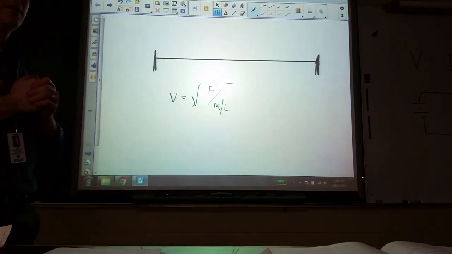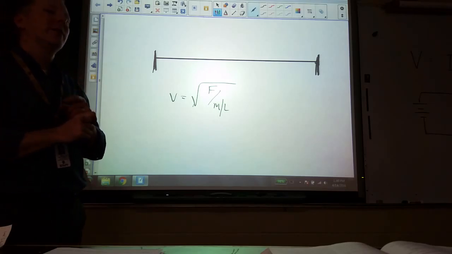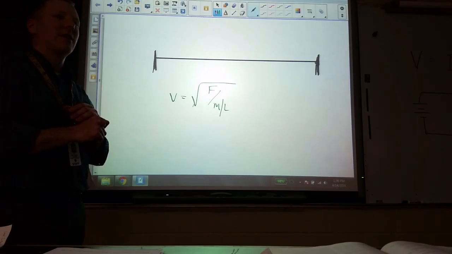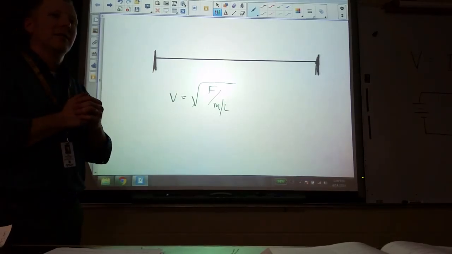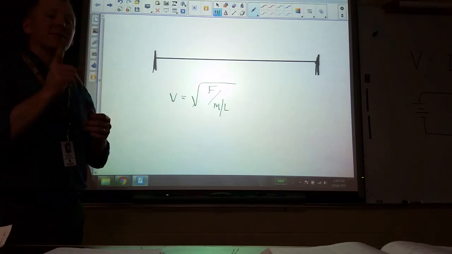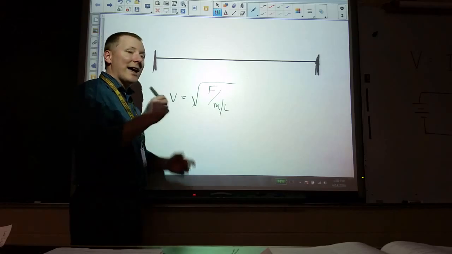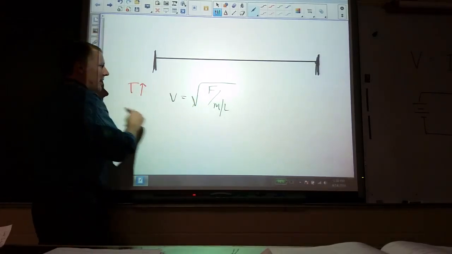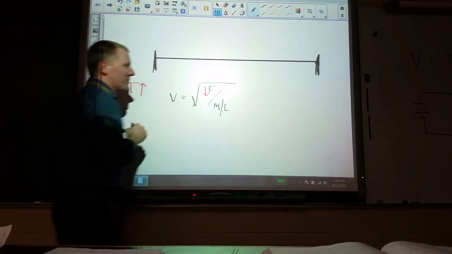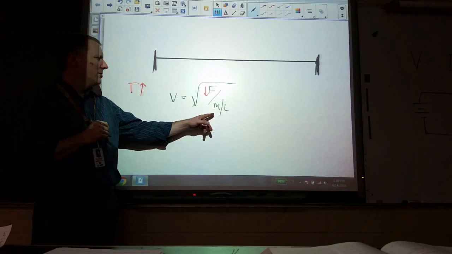No. The higher tension. Higher tension, why? So if it's longer, would you have to pull it as hard or less hard to get it to stretch? Less hard. So what happens to the tension? Less tension. So as the temperature goes up, the tension would actually go down. What would happen to this?